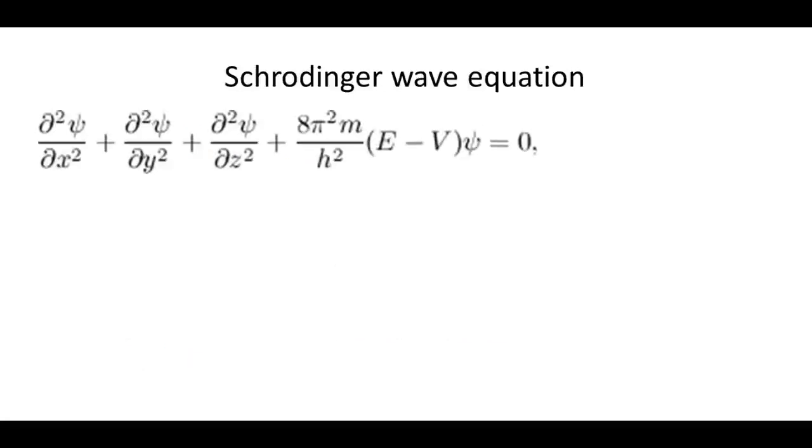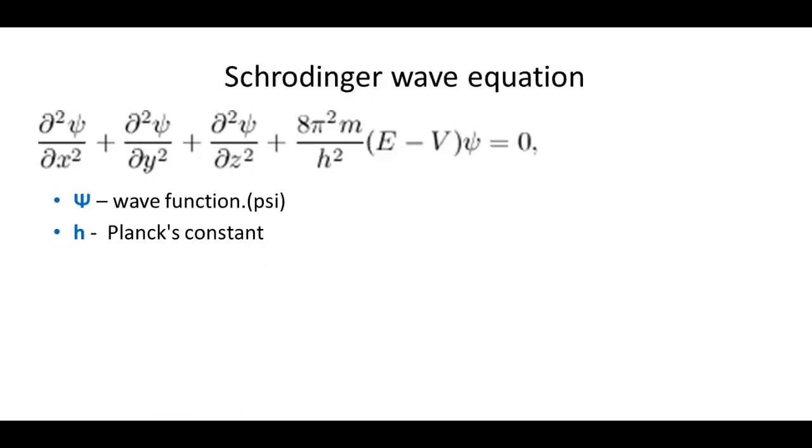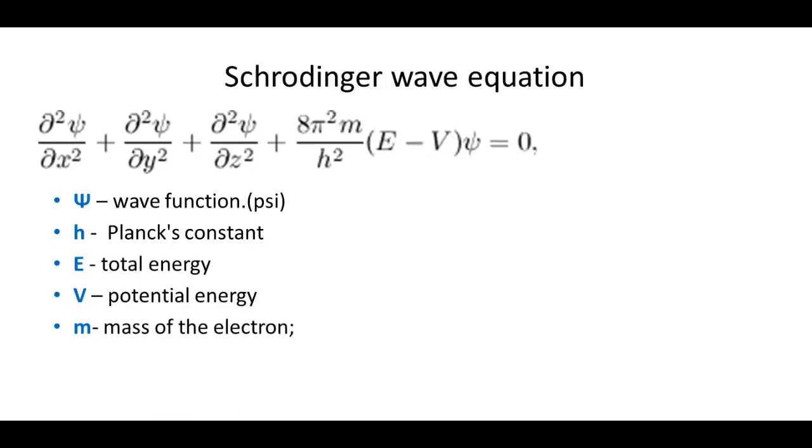This is the Schrodinger's wave equation, which is also known as the time independent Schrodinger's equation. That means it is independent of time. In this equation, the first term, which looks like a farm pitchfork, is known as the wave function, and h represents the Planck's constant, E represents the total energy of the system, while capital V and small m represent the potential energy and mass of the electron respectively.